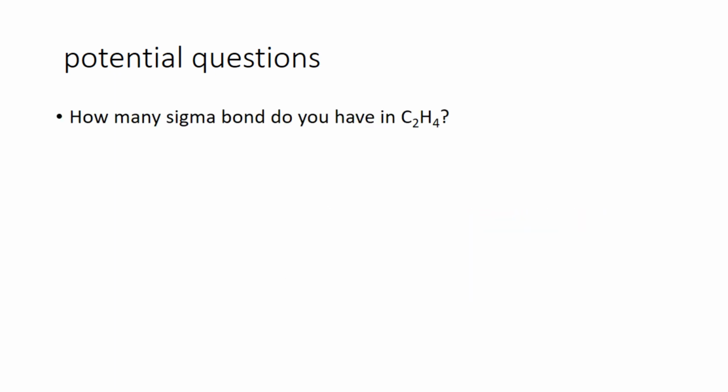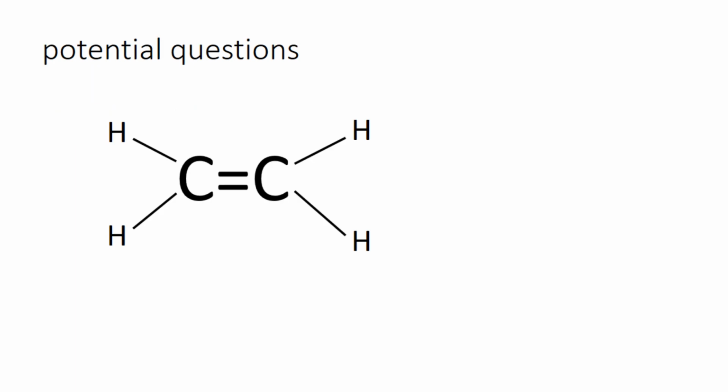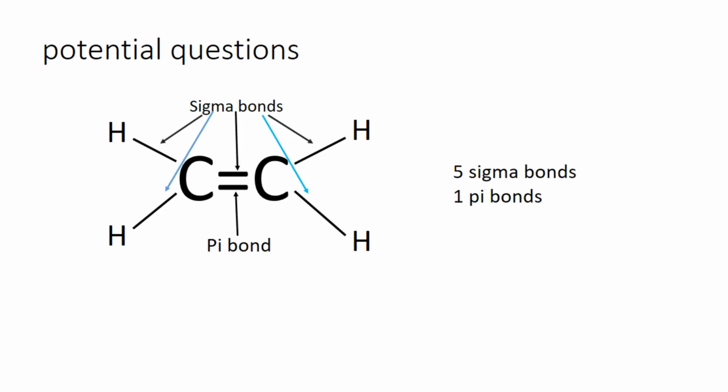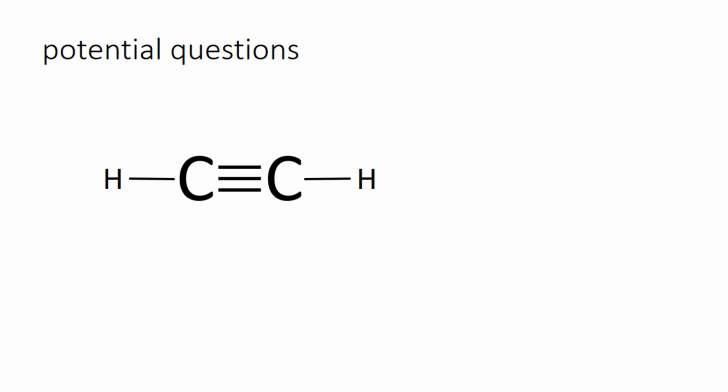What of C2H4? In this case, you have 5 sigma bonds and 1 pi bond. And you count them, you have 1, 2, 3, 4, 5. And the last one here is the overlapping unhybridized orbitals of the 2 carbons. And that's the only pi bond. The same goes for C2H2, which has 3 sigma bonds and 2 pi bonds.